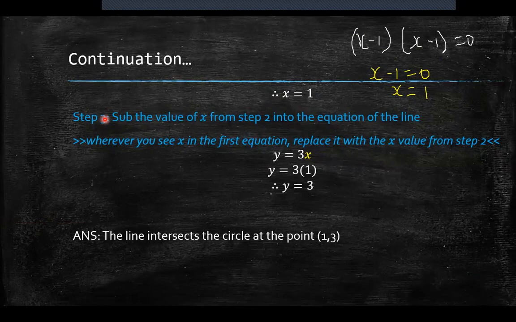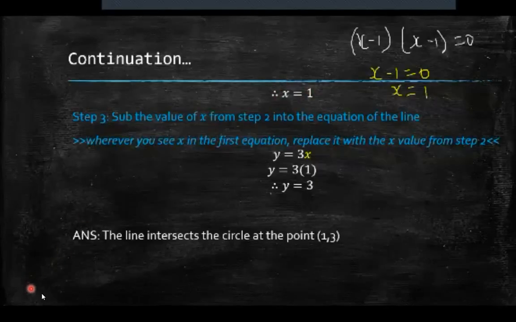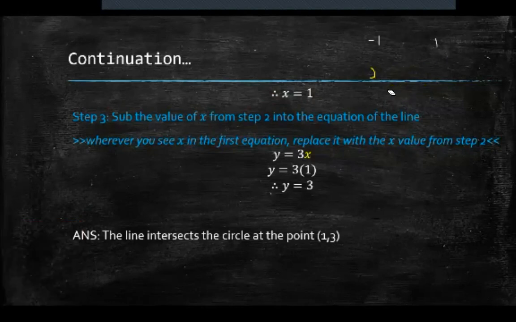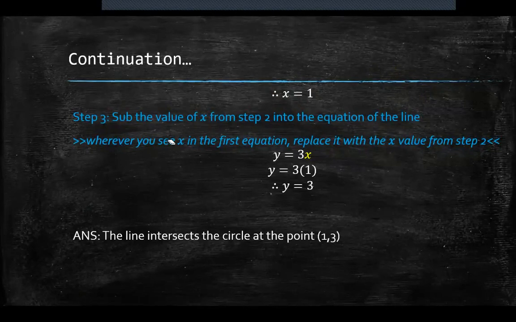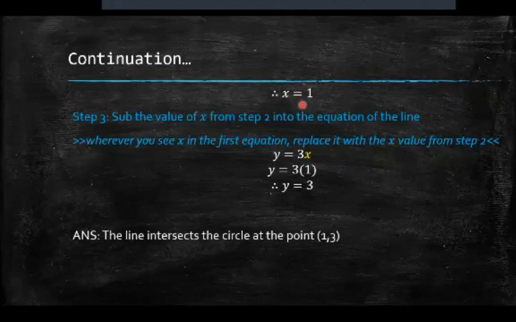Third and final step. Which means substitute the value of x from step 2 into the equation of the line. So we know the value of x that they're referring to is 1. We found out that x is equal to 1. And what we need to do is substitute that into the equation of the line. What do I mean by this step? Wherever you see x in the first equation, which is the equation of the line, replace it with the x value from step 2. So they told us that the equation of the line is y is equal to 3x. Wherever I see x, I would replace it with 1.